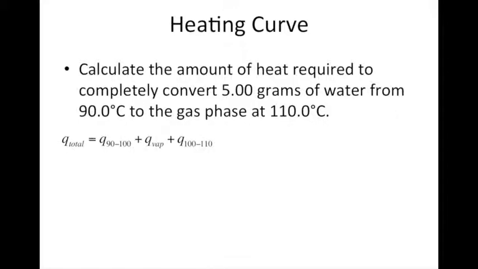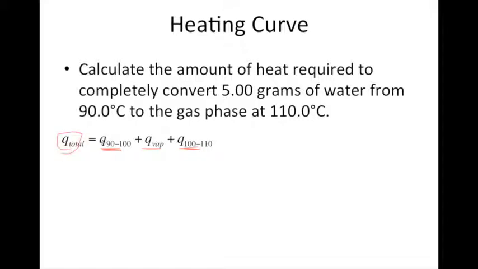Okay. So as we mentioned, we want to do this in three steps. I'm going to calculate the amount of heat, Q, to get from 90 degrees Celsius to 100 degrees in the liquid phase. I then want to calculate the amount of heat it takes to undergo the phase change. I'll call that Q of vaporization. And then finally, I want to calculate the amount of heat, Q, it takes to get the steam, the water vapor, from 100 to 110 degrees. Add those three together, and that gives me my total heat required.